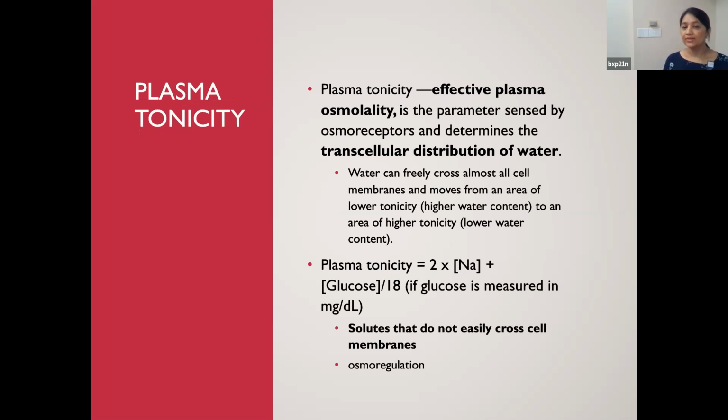Plasma tonicity is the effective plasma osmolality in other terms. It is the parameter sensed by the osmoreceptors and determines the transcellular distribution of the water. So water can freely move, right? When there is more water, water will move from the higher concentration of water to the higher concentration of the solute, right? So they maintain that equilibrium. And plasma tonicity is 2 times sodium plus the glucose. Here, we don't have the urea because urea crosses over both sides, right? So that's not the one which will give you the tonicity.